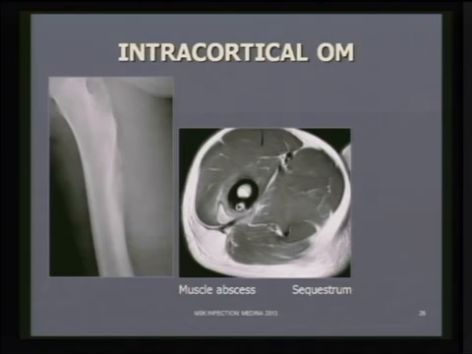This is another example with much more aggressive destruction of the posterior cortex here. And again, on the MRI study, we see the intracortical abscess with sequestrum formation, and this time an associated soft tissue abscess.